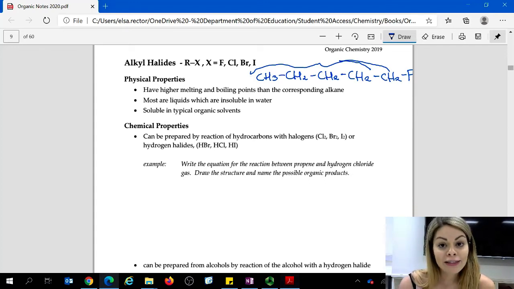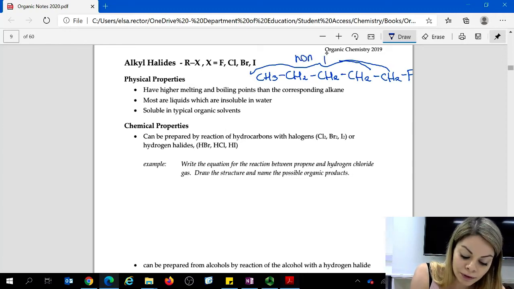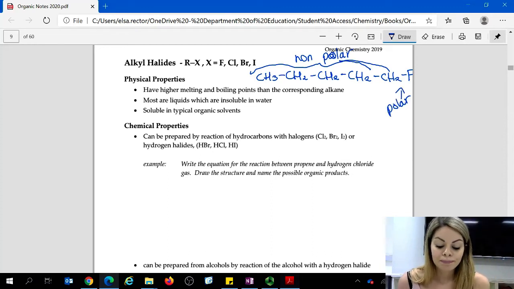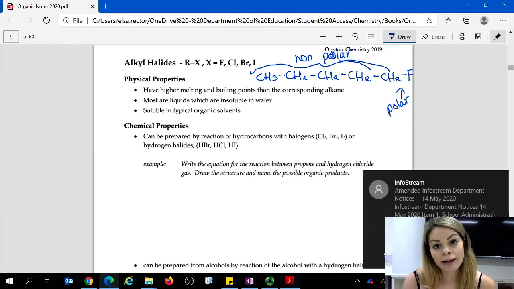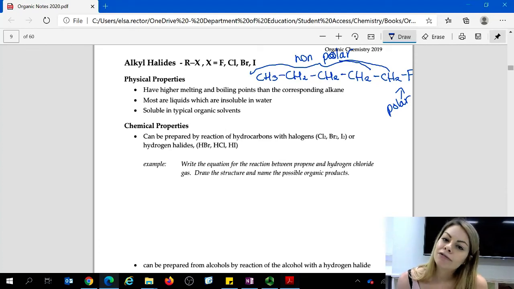Generally they're soluble in typical organic solvents. Organic solvents are non-polar, and most of our alkyl halide is non-polar. So this part is non-polar, and this part is polar. Because most of it's non-polar, it dissolves well in non-polar substances, and it doesn't dissolve very well in polar substances like water. So it's not very soluble in water unless it's just something like fluoromethane.